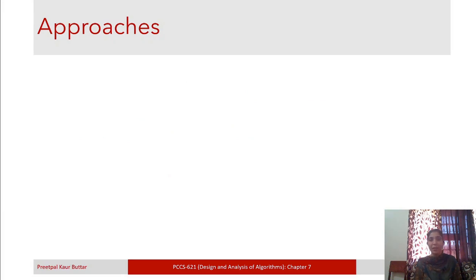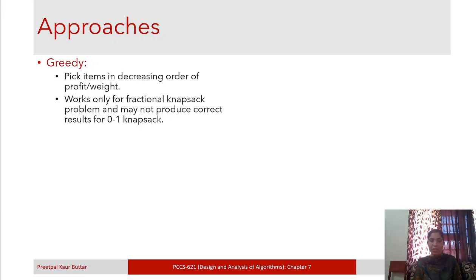So there are a number of approaches which we can use to solve this problem. Let us look at those approaches one by one. The first one is the greedy approach. In the greedy approach, we can pick the items in the decreasing order of profit by weight ratio, meaning first pick the item which has the maximum profit and the minimum weight. This strategy works only for the fractional knapsack problem, as we saw in the lecture in which we solved the fractional knapsack problem. The same approach cannot be used for the 0-1 knapsack problem. It may produce incorrect results.